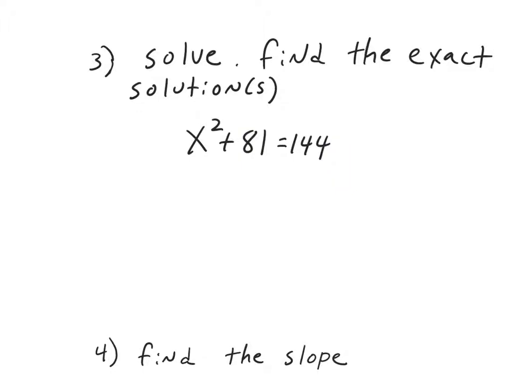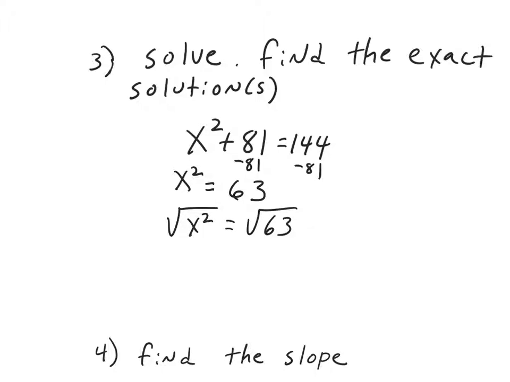On number 3, it's saying solve and then find the exact solutions. So x squared plus 81 equals 144. So what I want to do is subtract 81 from both sides. And we'll get x squared is equal to 63, it looks like. Okay, so we have x squared is equal to 63. Then we want to do square root of both sides. And we'll get x is equal to plus and minus square root of 63.